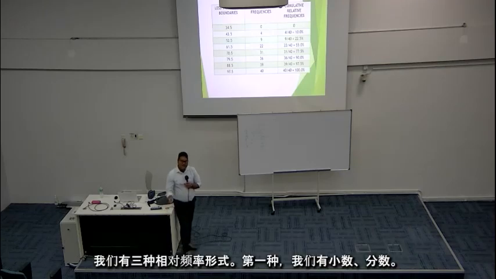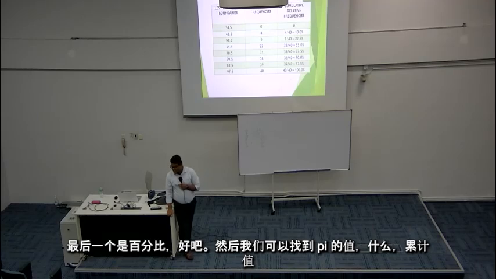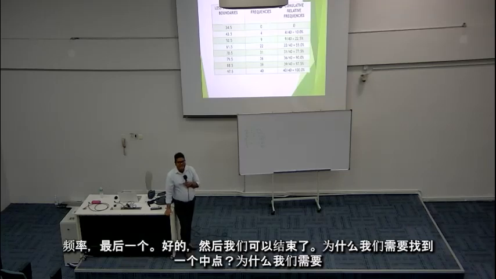From that, you can transform all data into the relative frequency. We have three forms of relative frequency: decimal, fraction, and the last one is percentage. After that, we can find the value of cumulative frequency, the last one. Then we can finish.